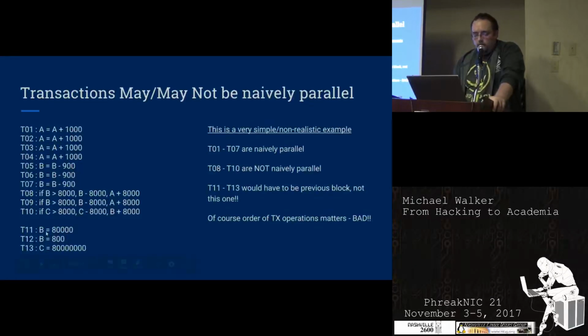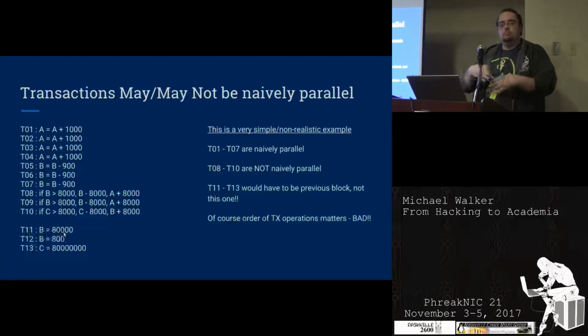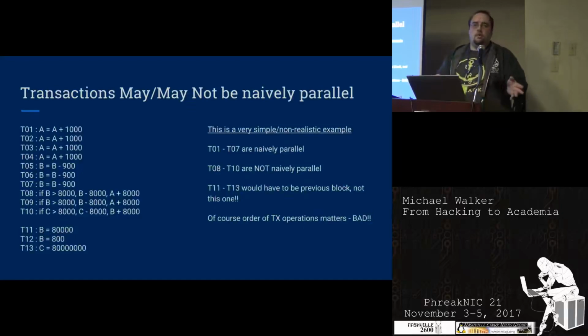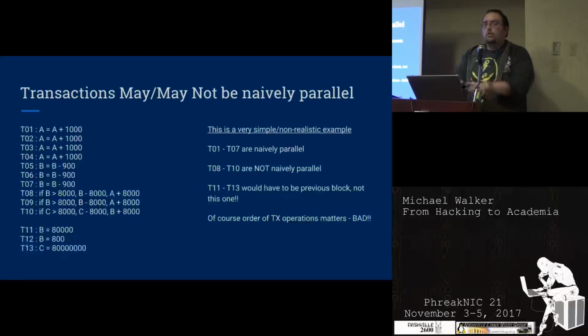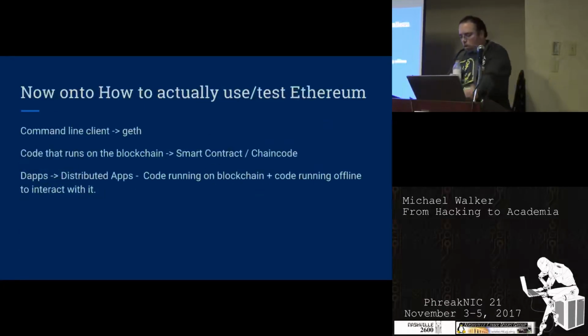But you come down here and you see B equals different values. So obviously, which one of these comes first matters. And these are naively simple potential transactions. These will never show up in reality, if you've written your smart contract, which is the code that's supposed to run in the ledger, at least in Ethereum, at all well.